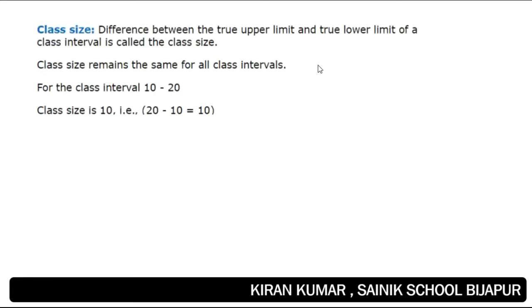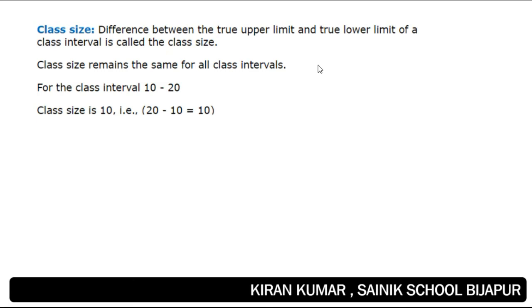Let's take up class size. The difference between the true upper limit and the true lower limit of the class interval is called the class size. The class size will remain the same for all the class intervals. For the class interval 10 to 20, the class size is 10.